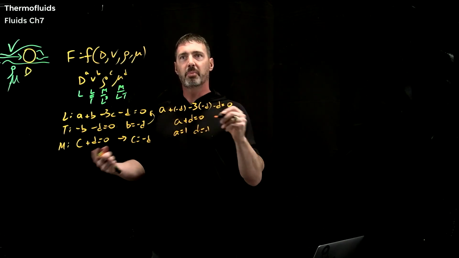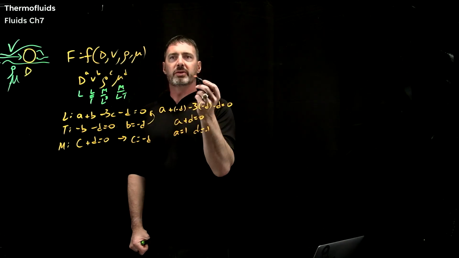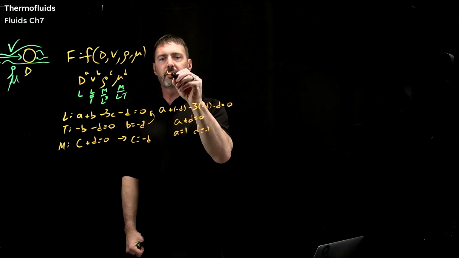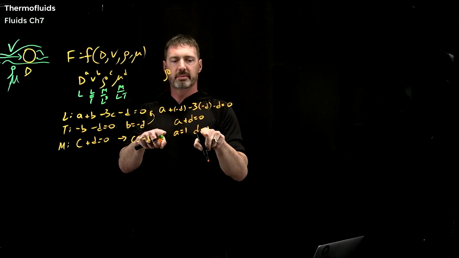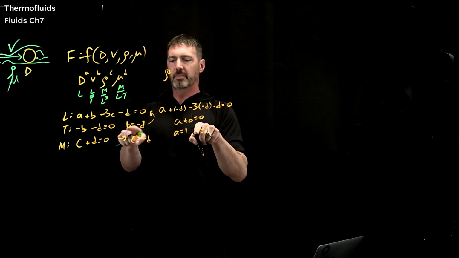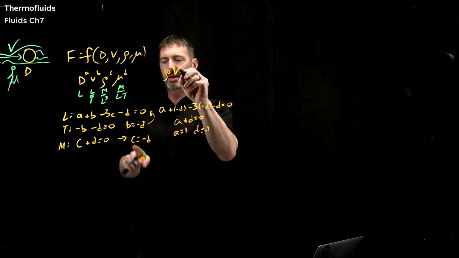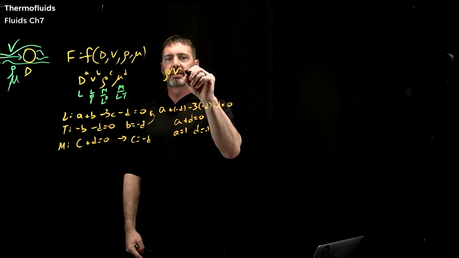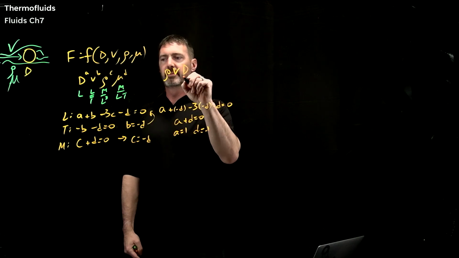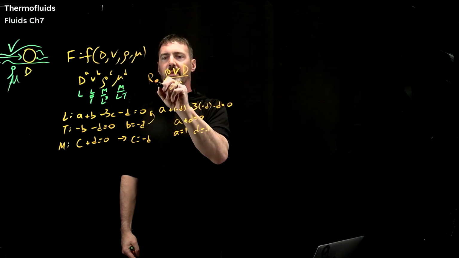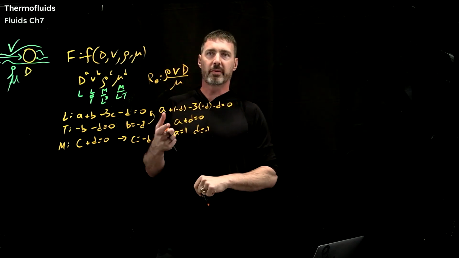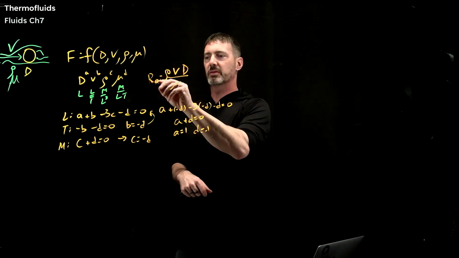And you put that all together. What is your non-dimensional variable? It is rho, because that's a. So a is 1. d is minus 1. And so b is 1. So rho V D over mu. And this is how we define Reynolds number. Okay, so that's our non-dimensional variable.